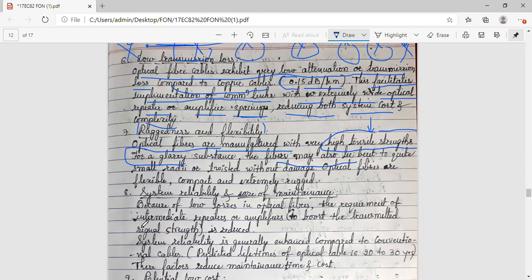So many times when you send parcels, it will be written 'handle with care'. No, it is not like that for optical fibers.